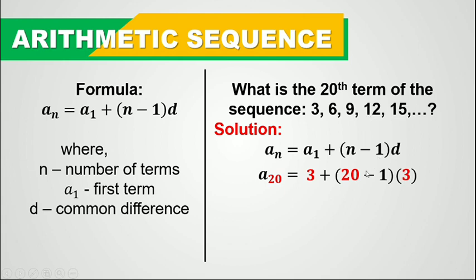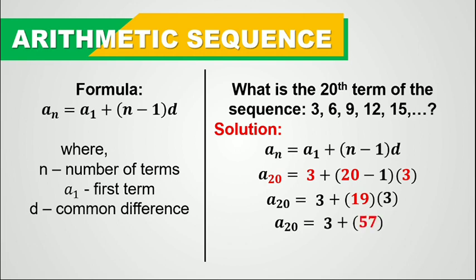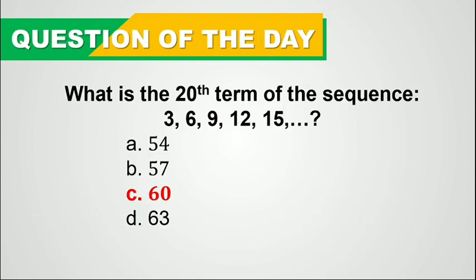And then, you just have to simplify this equation. So a sub 20 equals 3 plus 20 minus 1, that's 19, times 3. We simplify the multiplication first before we add 3, because that's the GEMDAS rule. So a sub 20 equals 3 plus 19 times 3, that's 57. And then simplify it further. 3 plus 57, that's 60. Therefore, a sub 20 equals 60, so the answer for the question of the day is letter C, 60.